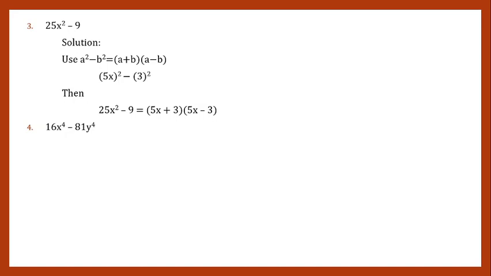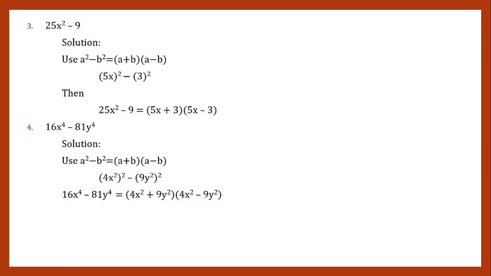Pasok din siya sa a squared. Pero pansinin ninyo, using that form, if I will be using that form, the square root of 16x raised to 4 is 4x squared. And then the square root of 81y raised to 4 is 9y squared. So, factoring it out with the same form, A is 4x squared and B is 9y squared. Ganyan yung form. Pero pansinin nyo ba yung 4x squared minus 9y squared? Pasok pa rin siya sa special form. So, difference in two squares pa rin siya. So, you can further factor out.